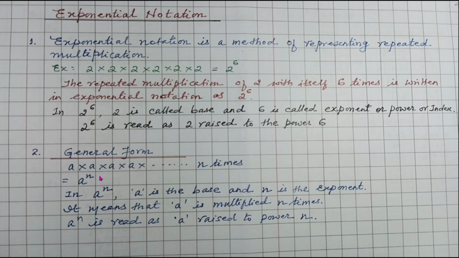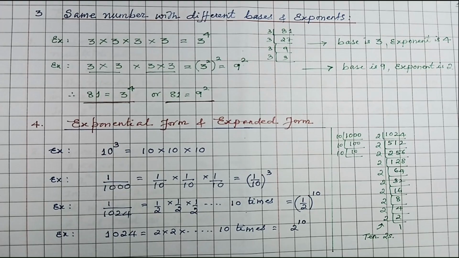Now the generalization of this would be, if a is multiplied n times, then we can write it as a raised to n, where a is the base, n is the exponent, and it is read as a raised to the power n or a raised to n. So please remember that. Now we have an example here.